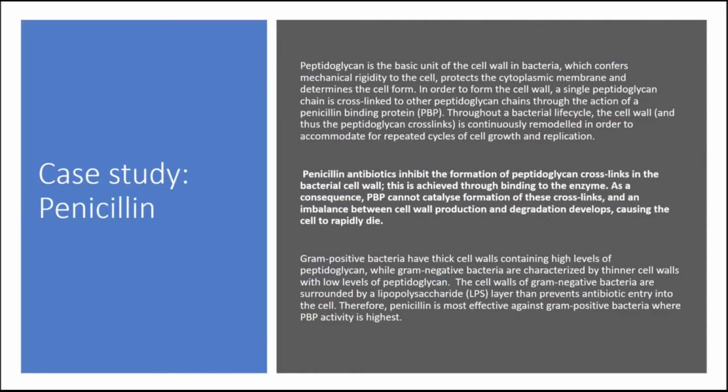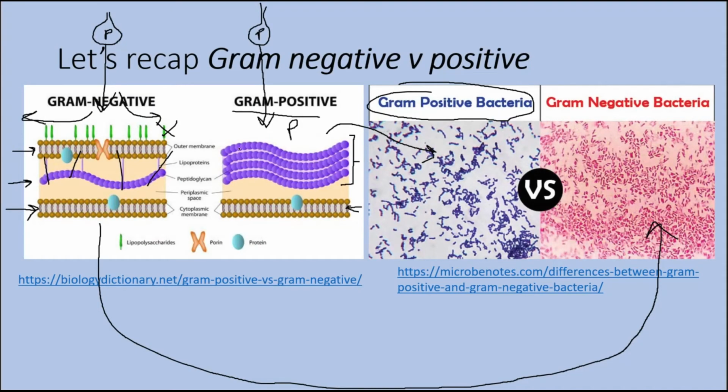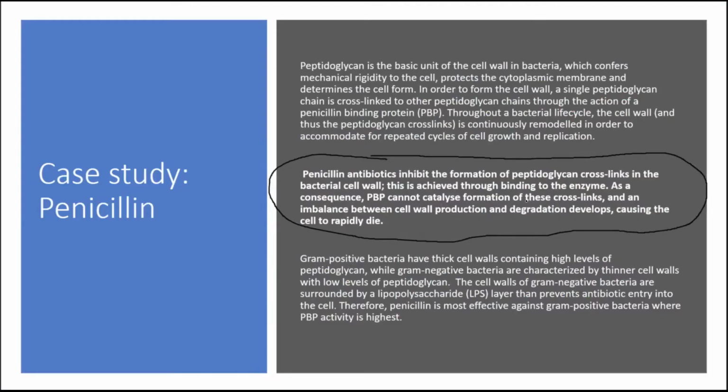So a quick search would give you the answer. Penicillin antibiotics inhibit the formation of peptidoglycan cross-links in the cell wall. So it stops this cross-linking in the cell wall, and therefore it makes it unstable. I'm not going to read it all out because you can read it and pause the video yourself, but you can see that penicillin under here is most effective against gram-positive, where PBP, which is up here, is highest.